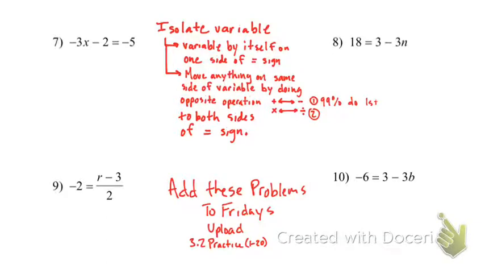Okay, so let's go ahead and start with number 7. First thing I want to do is figure out what side the variable is on, because I want to isolate it. I want to get it by itself on one side of the equal sign, just like I said here.